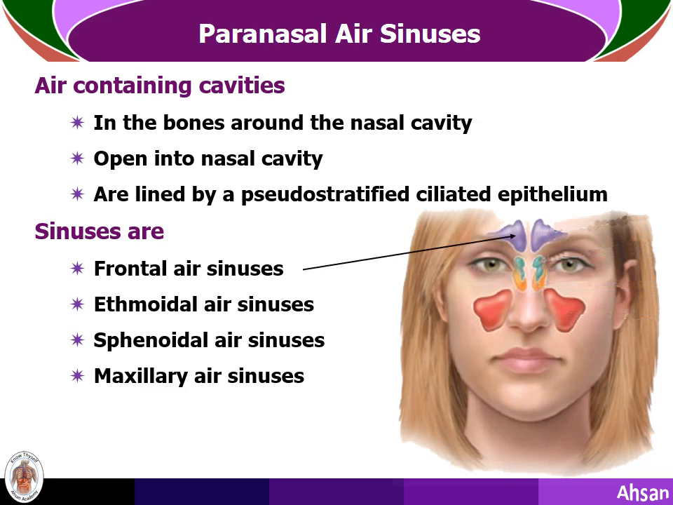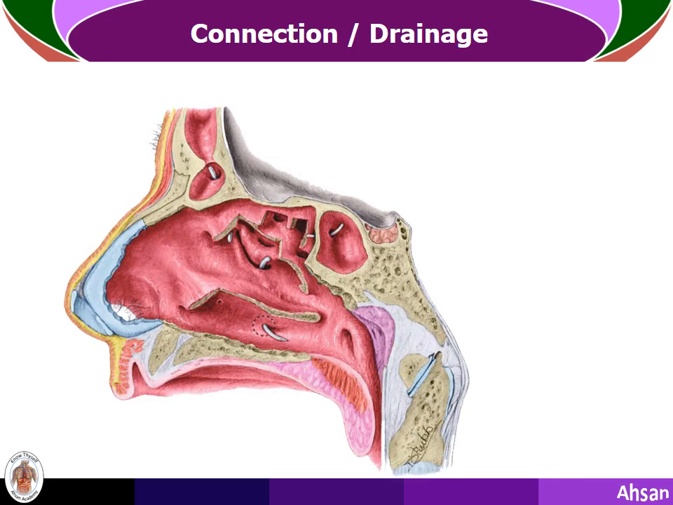This one is the frontal air sinus. Ethmoidal sinus is present deep to this area. Sphenoidal sinus is this one, deep to this area. It is situated in the base of the skull. And maxillary paranasal sinuses lie by the side of the nasal cavity and all open into the nasal cavity. Their mucosa is continuous with the nasal cavity, so for the secretion and functional continuity, it is very important that we should know the connection between the paranasal sinuses and the nasal cavity.